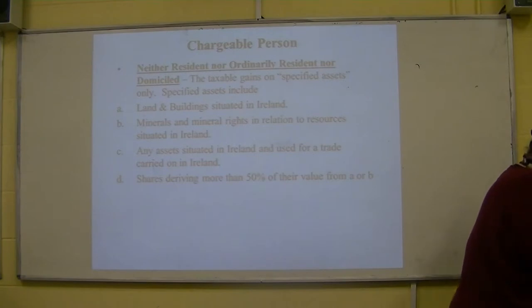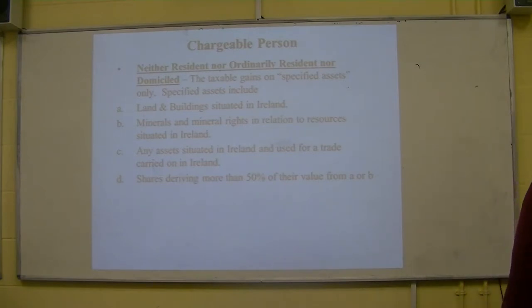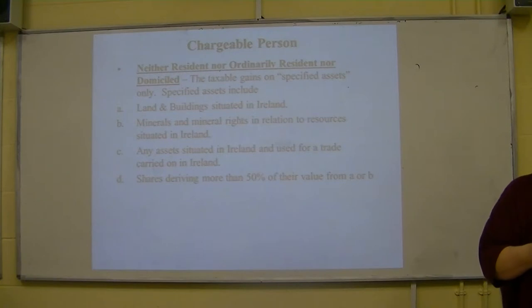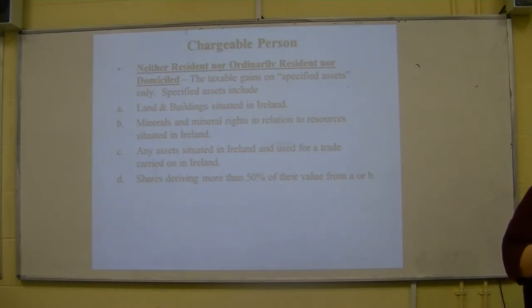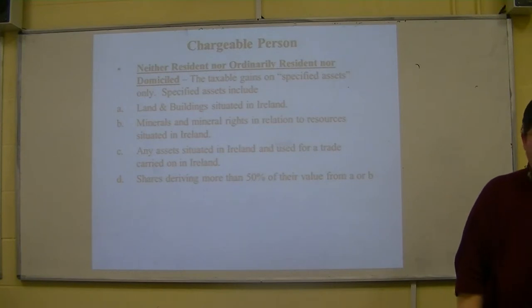Okay, so our last one is neither resident nor ordinary resident nor domiciled. So you're not resident, you're not ordinary resident, you're not domiciled. Taxable gains are on specified assets, and our specified assets are listed below. So land and buildings situated in Ireland, minerals and mineral rights in relation to resources situated in Ireland, and that's it, if you put on after that, on the continental shelf. So you're talking about oil, gas, all that kind of stuff.